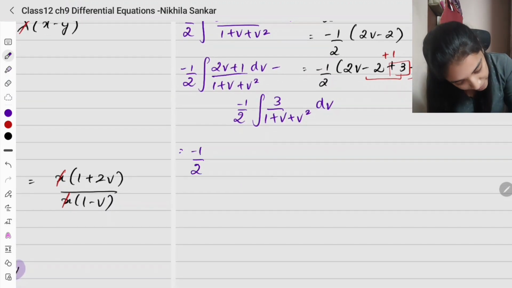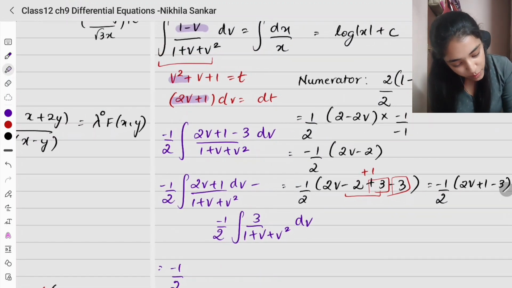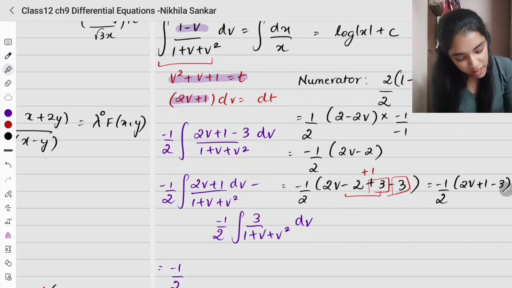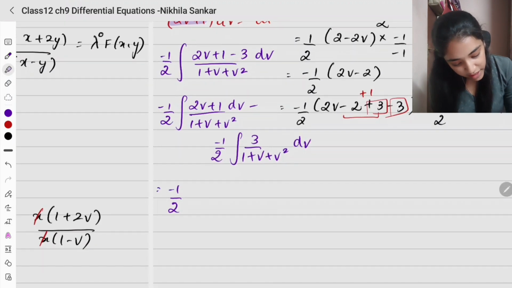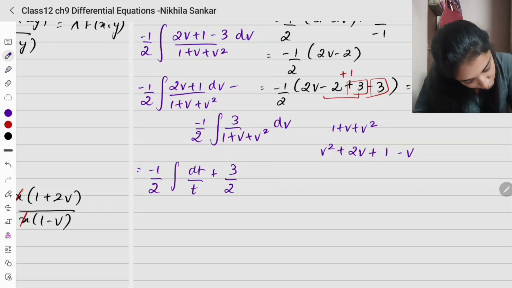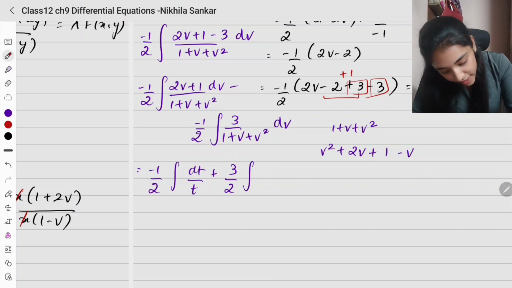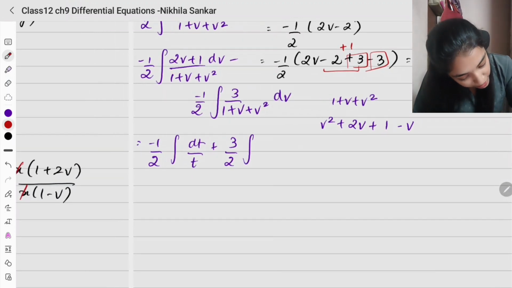Minus half integration of 2v plus 1. Here I'm going to use this substitution: v square plus v plus 1 equals t, so 2v plus 1 dv equals dt. With the substitution we are going to have integration of dt divided by t, plus 3 by 2 times 1 by v square plus v plus 1. How can we factorize this? Okay, that is one separate thing. Now the denominator is v square plus v plus 1.